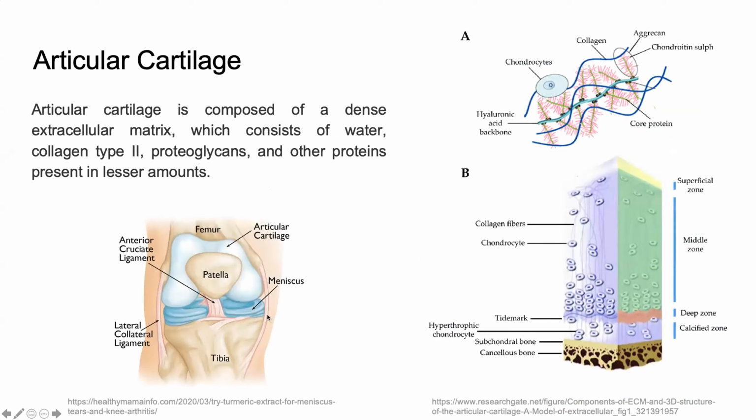Articular cartilage is the highly specialized connective tissue of the arthrodial joints. Its principal function is to provide a smooth, lubricated surface for articulation and to facilitate the transmission of loads with a low frictional coefficient. It is devoid of blood vessels, lymphatics, and nerves, and is subject to a harsh biomechanical environment. It is composed of a dense extracellular matrix, which consists of water, collagen type 2, and proteoglycans, with other proteins present in lesser amounts. These components help to retain water within the extracellular matrix, which is critical to maintain its unique mechanical properties.